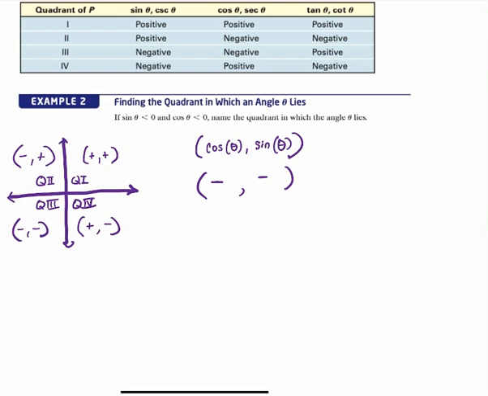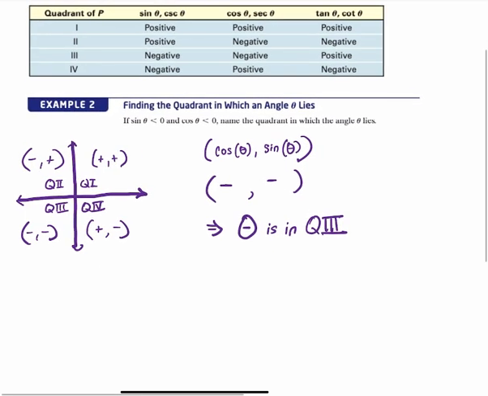So based off this information, we can say this angle theta, whatever it is, should be in quadrant 3, because both the sine and the cosine are negative. So this will be helpful. We can use this idea with some future examples.